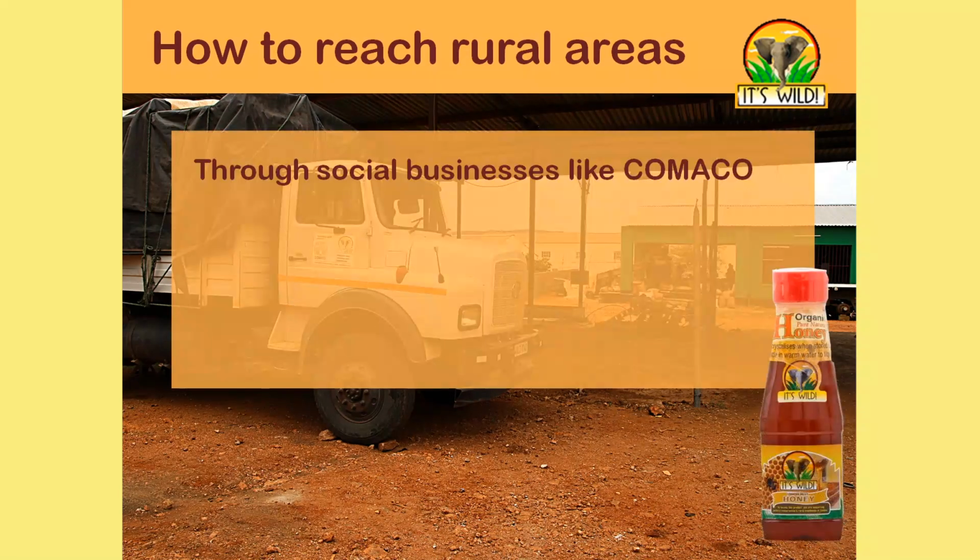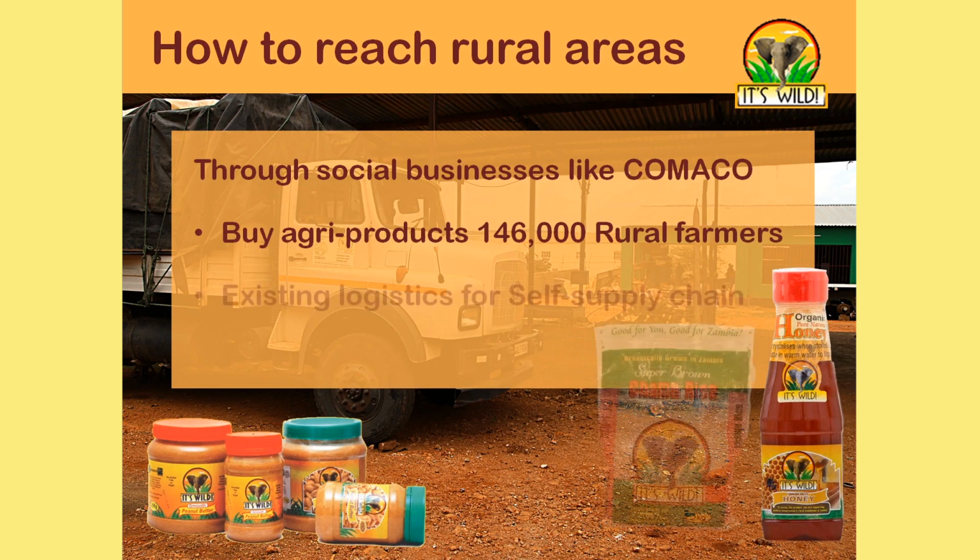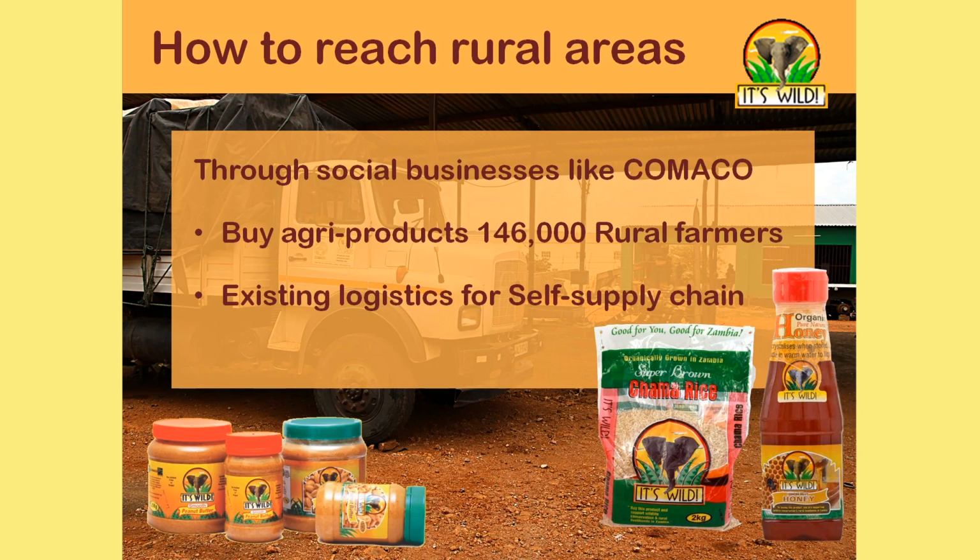How do we reach these areas, because they're far away? Well, there are social enterprises like, for example, Komako in our situation, who buy products from farmers in rural areas. They have the logistics, empty trucks are going there to get a harvest, so they can use these logistics, and they're willing to do that, to supply water products.